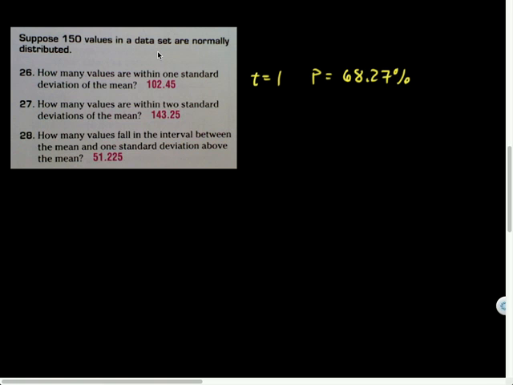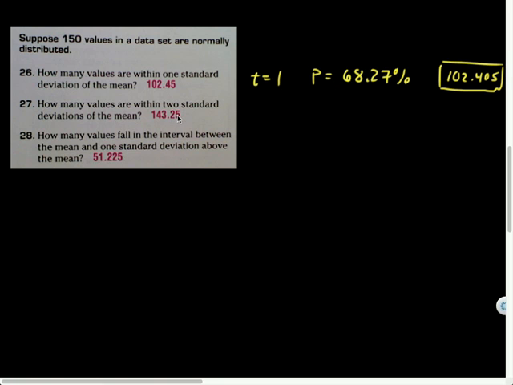So I could just take 0.6827, multiply by 150, and I get 102.405 data values actually landing in between there. I'm assuming they might have used the 68.3 rounded, which is fine. So they rounded to a tenth rather than a hundredth.